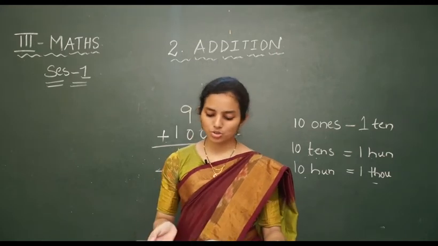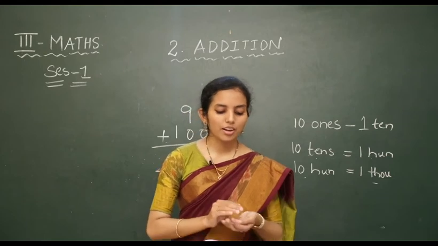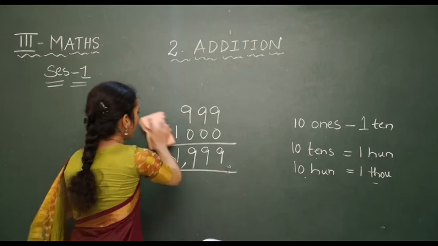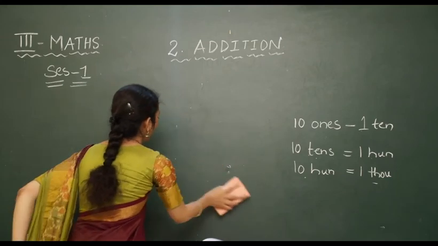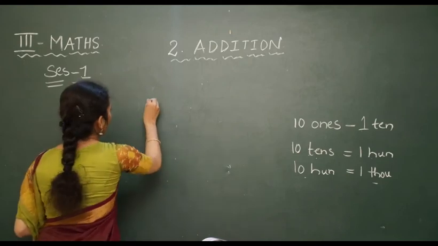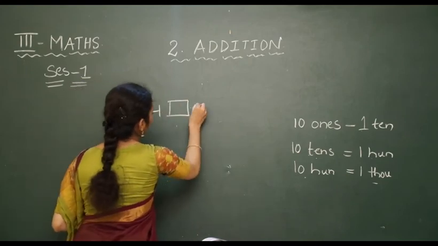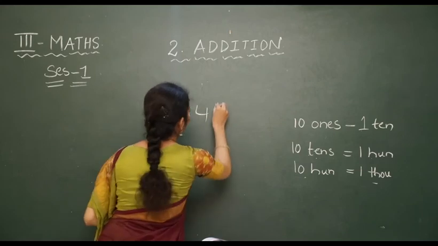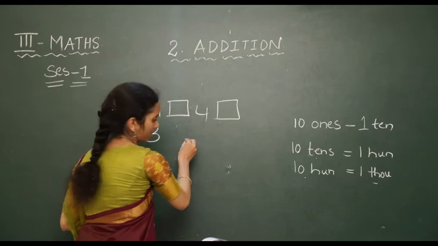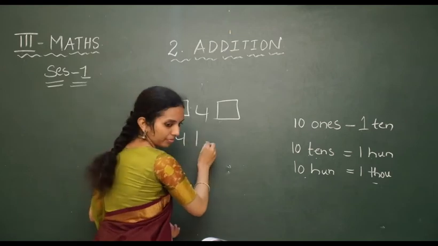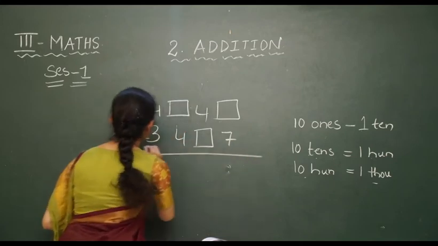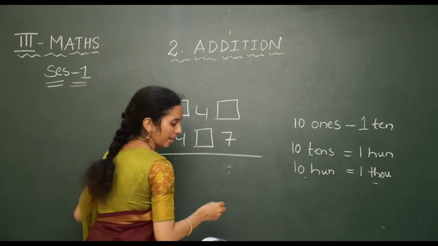Other things you can do here: find the missing numerals. So how can we find the missing numerals? I will show you by doing an example. So 4, 4 and 4, 3, 4 and a box and a 7. So how we can find the missing numerals, I will explain to you.